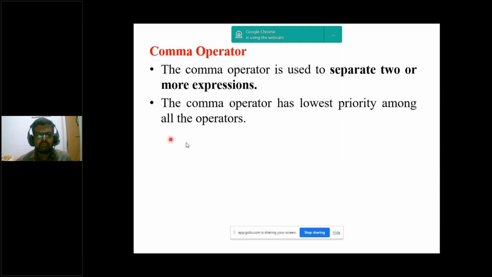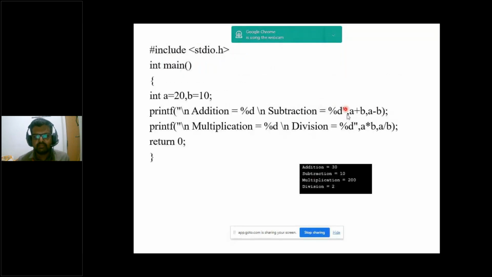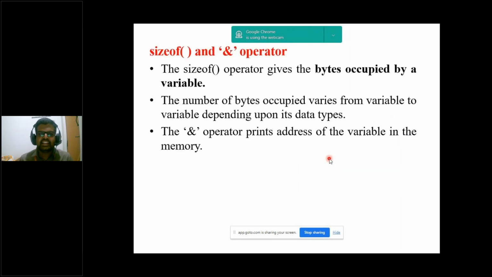Then the comma operator is also a special operator which mainly separates two expressions. But it has very low priority among all the operators. Here is an example for the comma operator. Two expressions are written in a single printf statement, that is A plus B and A minus B, separated using the comma operator. Here, the expressions A into B and A divided by B are also represented using a comma.